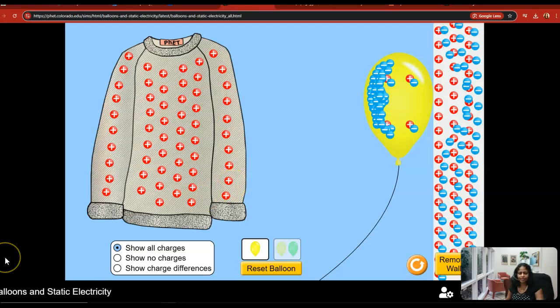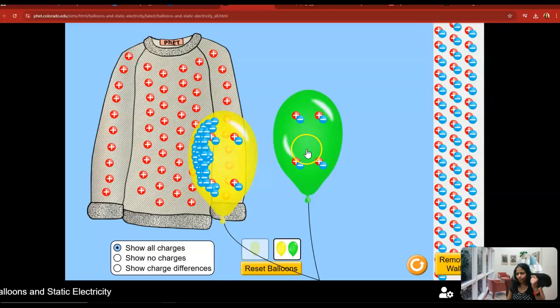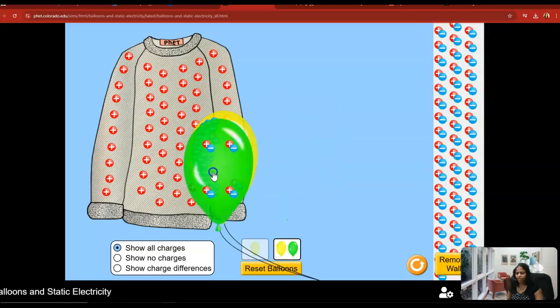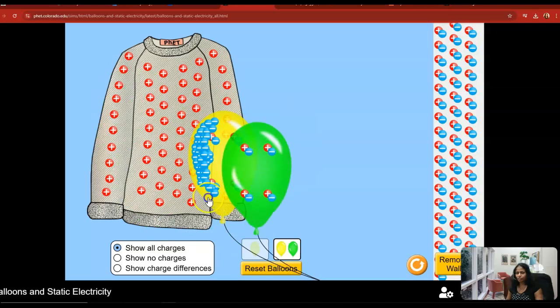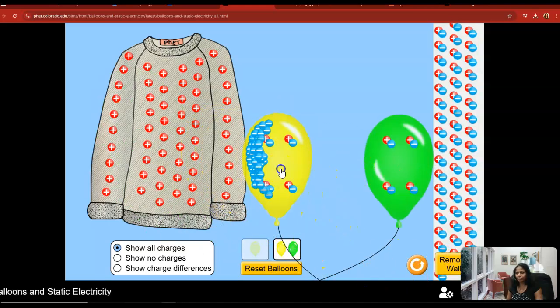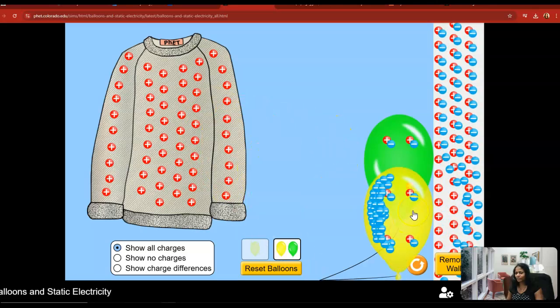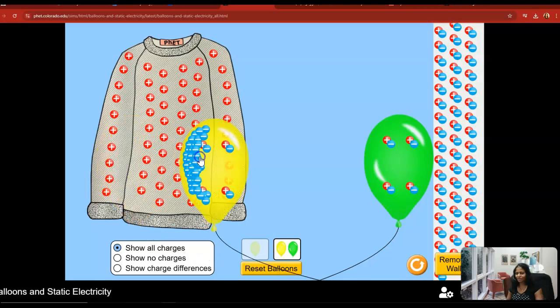So for the lab purposes, all I want you to do is play with the simulation, see how the static electricity is working, and upload one screenshot for your full credit. So I want you to see how this is happening. Since it is all negative, it's going to stick to your sweater. So that's how it is happening.